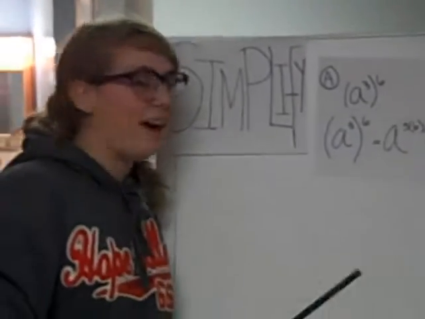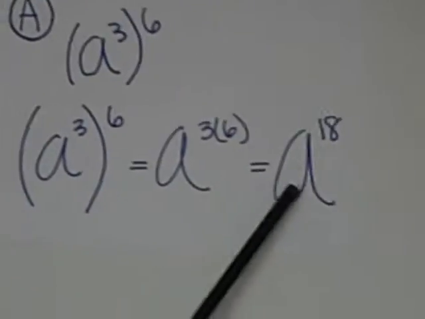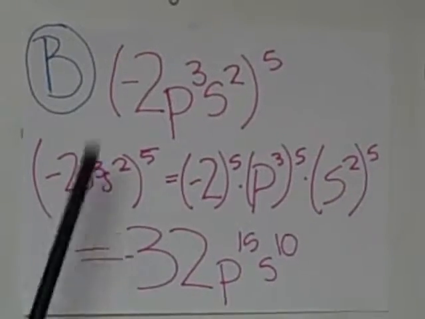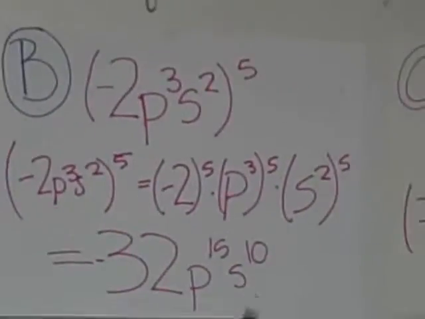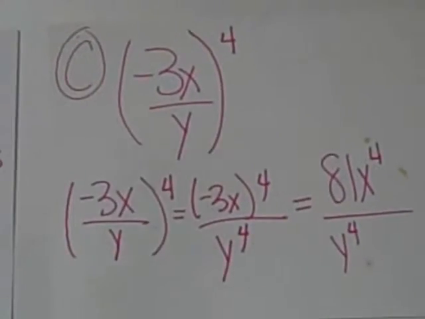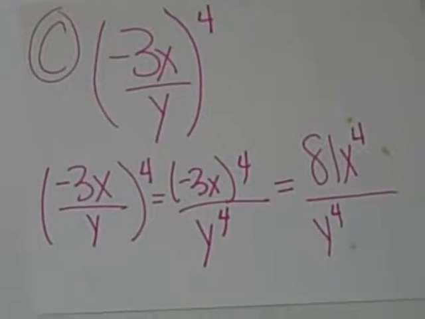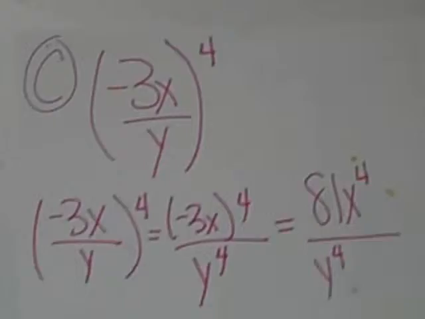Solving equations using powers. You have a to the 3rd to the 6th, so it makes it a to the 18th. Now you have negative 2 p to the 3rd s to the 2nd, to the 5th, so multiply each individual exponent by 5. So you have negative 32 p to the 15th s to the 10th. C, you have negative 3x over y to the 4th, to the 4th. Separate each and multiply them by 4. So in the end, you come out with 81x to the 4th.